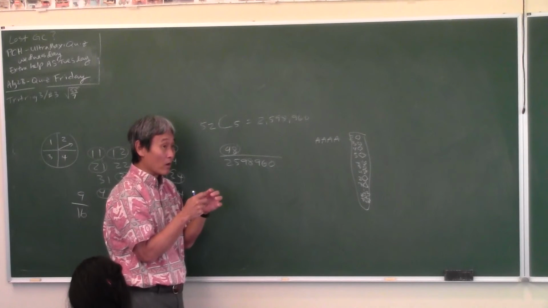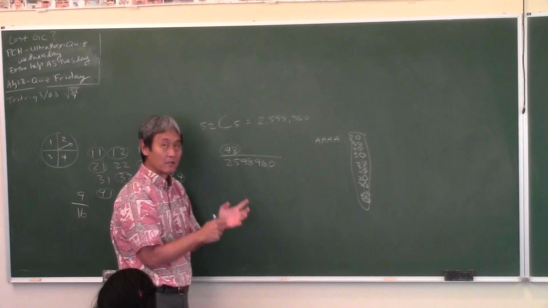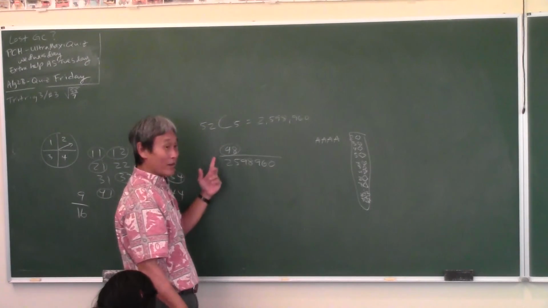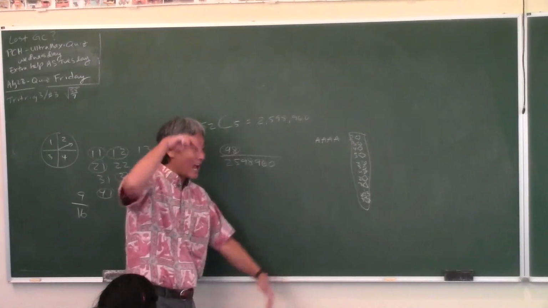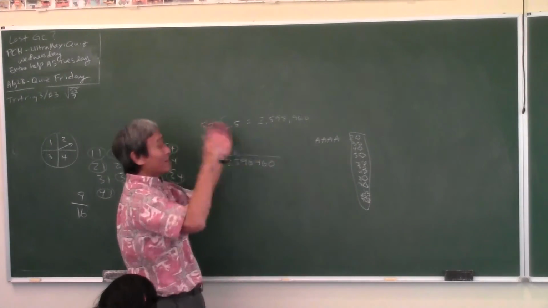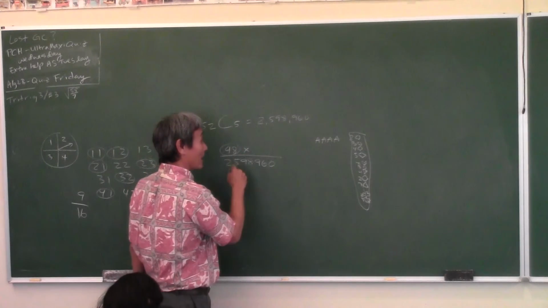But now, what about 4 kings? Would be another 48, right? What about 4 queens? Would be another 48. What about 4 jacks? Would be another 48. So instead of adding up all those 48s, why not just times it by?